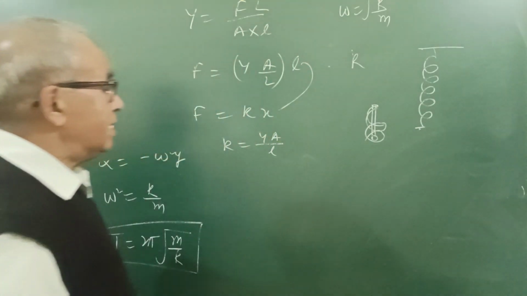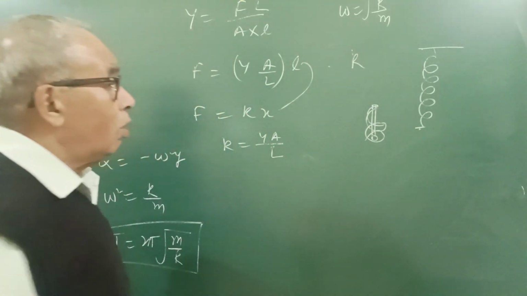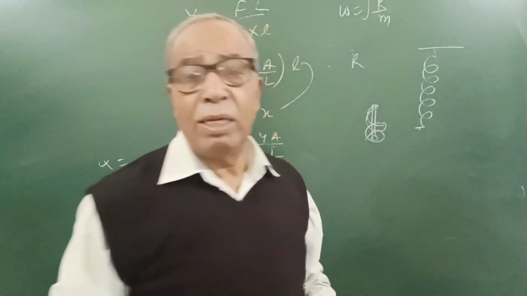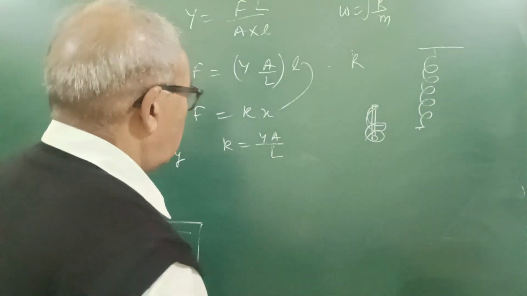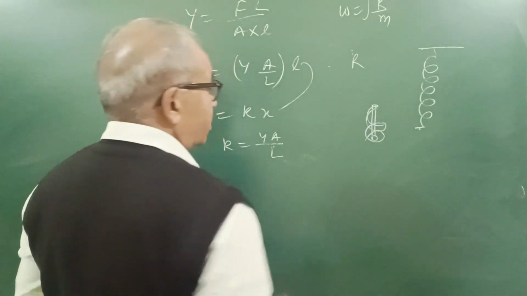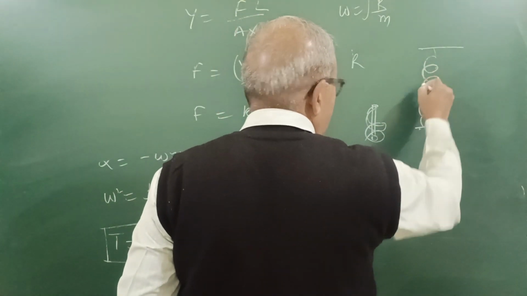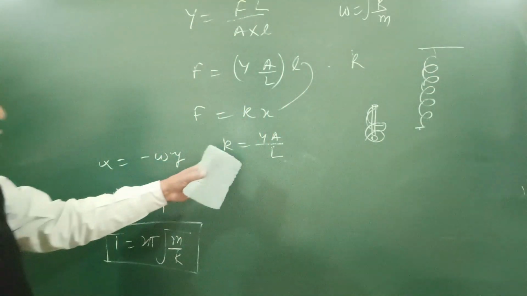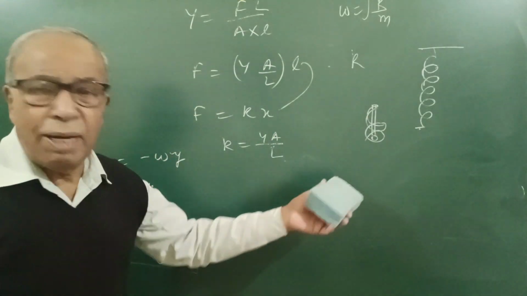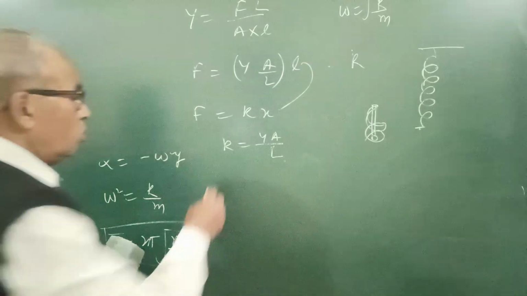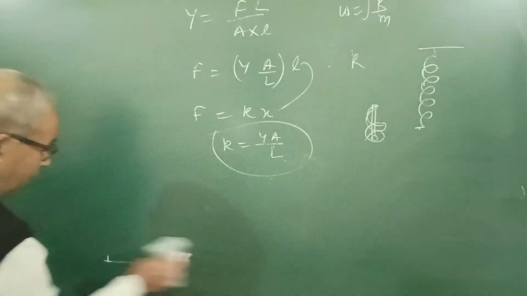Have you got my point? Capital L, sorry. So the larger the length of the spring, the smaller the value of k. Please note it. Longer the length L of the spring, smaller k; thicker the wire, larger the value of k; greater the Young's modulus, larger k. This is an approximate idea. This is not exactly true. So this way, the spring constant.